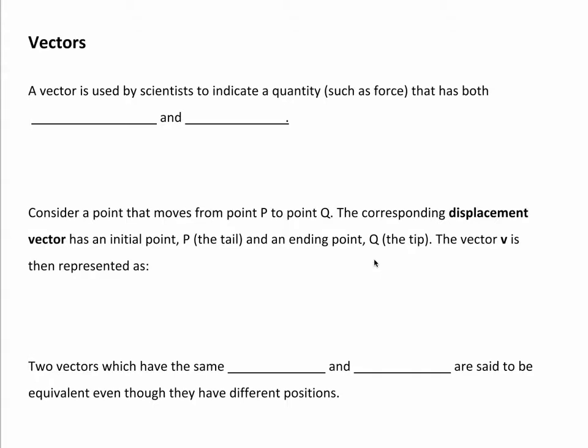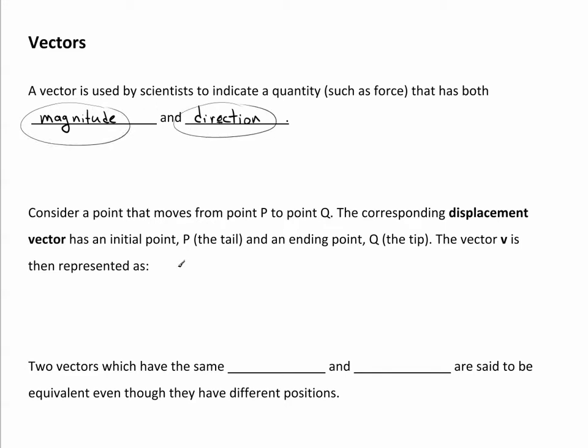A vector is used by scientists very commonly to indicate a quantity such as force. The key behind a vector is that it has both magnitude and direction. So a vector has the combination of magnitude and a direction.